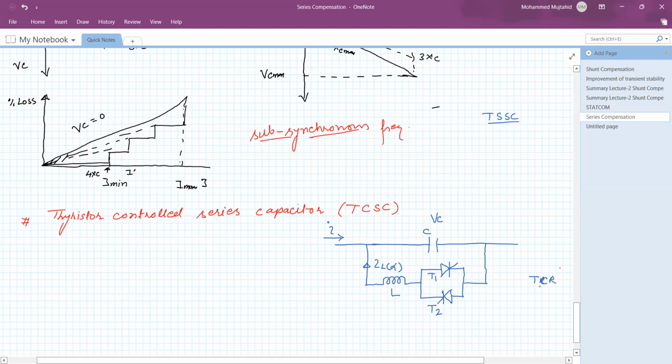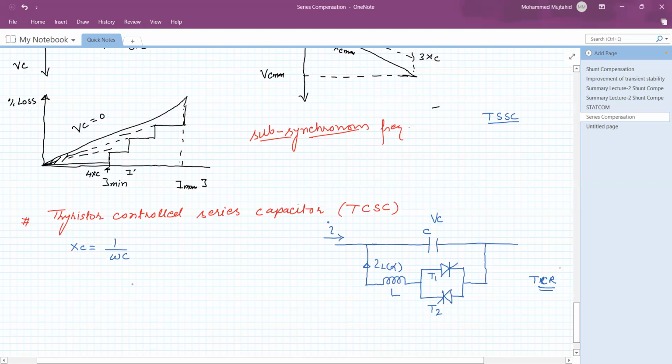This is thyristor control reactor. Okay, this part is that one. Now, what is the value of capacitance or capacitive reactance? The capacitive reactance XC is equal to 1 upon omega C. This is a fixed value because we are not going to change the value of the capacitor.